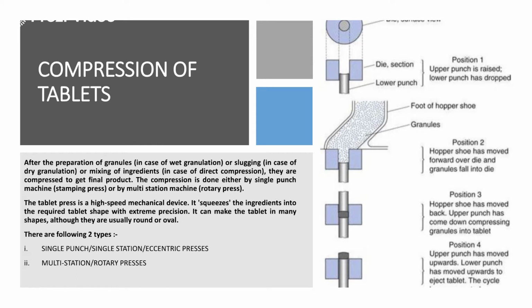When we talk about the compression process, in a way it is a very simple process whereby two punches, upper punch and lower punch, compress to form the tablet. Now the movement of the upper punch and the lower punch is guided with the help of many equipments, which is a complex arrangement placed in the rotary press.